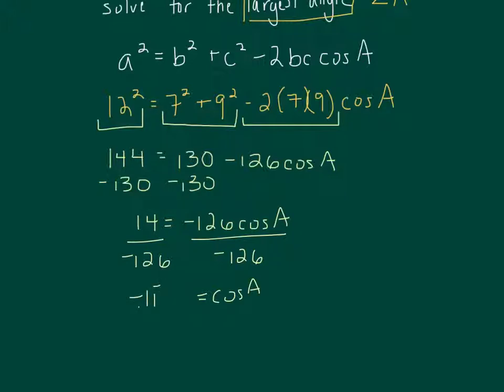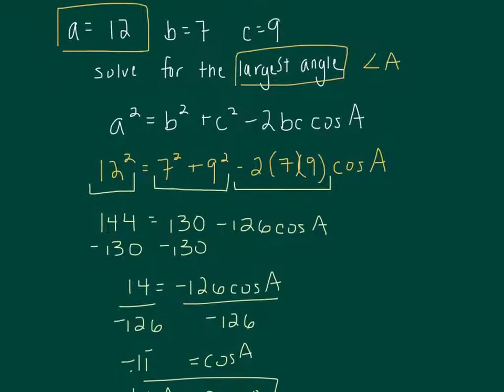But remember, I'm solving for angle A. And so in order to solve for an angle, we always do the inverse of cosine. So I need to do second cosine, and then I want to plug in that whole answer. So second answer, and I'm going to get 96.4 degrees. Now in this particular problem, remember that I was asked to solve for the largest angle.